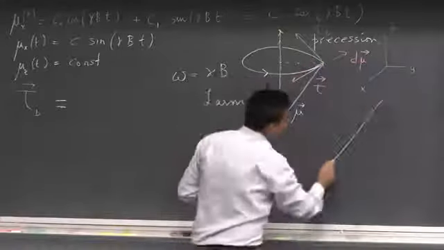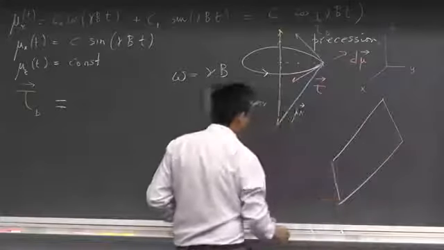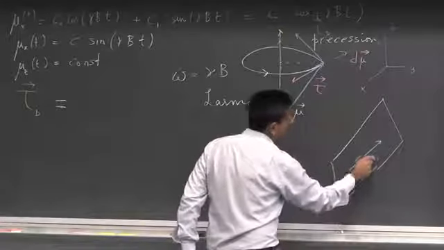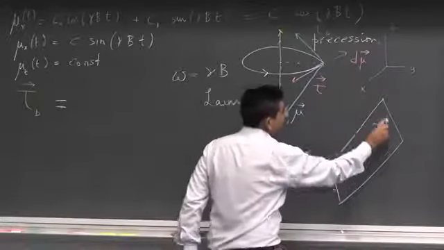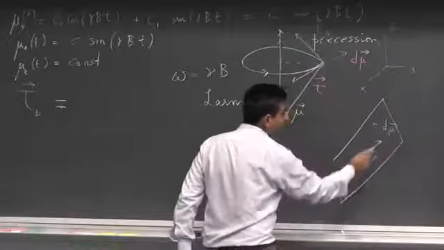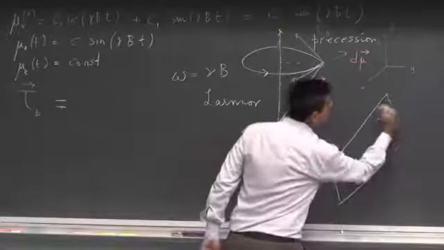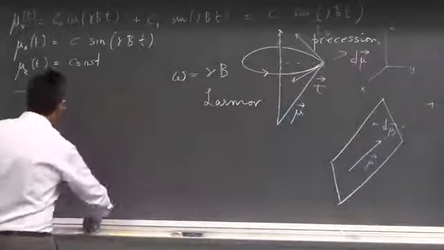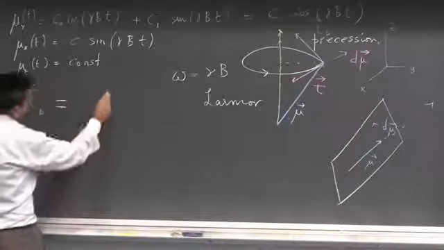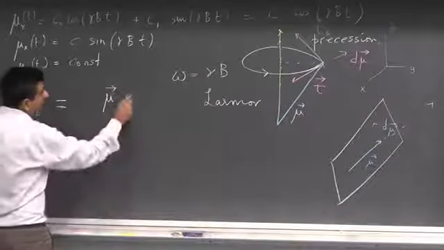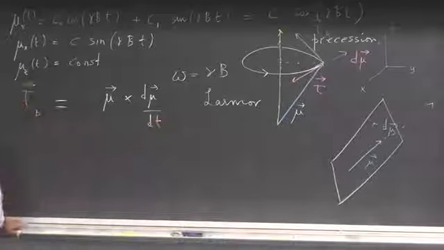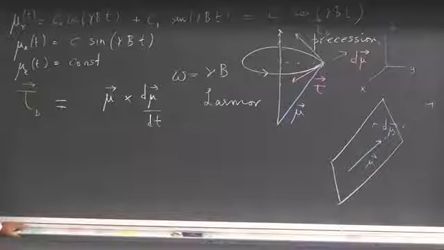So I have a plane like this. My mu is like this. This is my mu, and this is my d mu. So if I take mu cross d mu, I get something that's pointing upward towards the z-axis. So this tau d could empirically be written as a cross product of mu with d mu by dt. This is an empirical relationship.